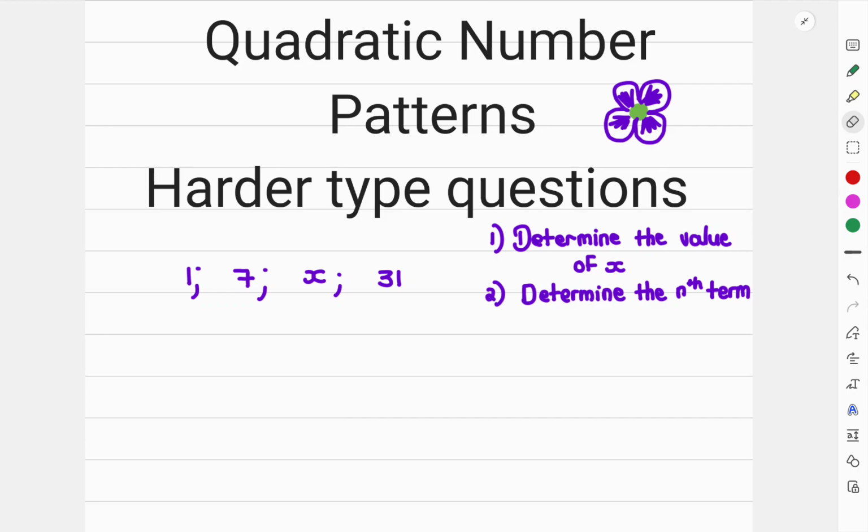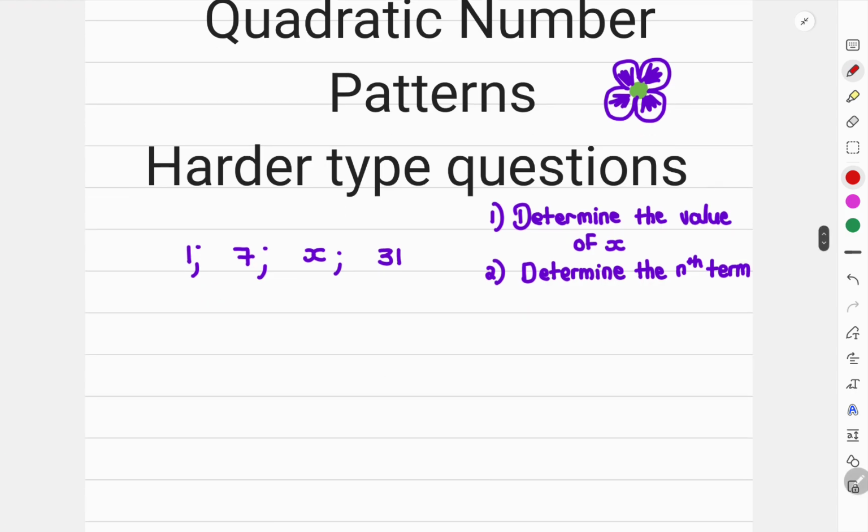So there will be a missing value, and the way we're going to go about it is first we're going to find what is the missing value, what is the value of x, and after that we can find the nth term, so the general term for this quadratic number pattern. First and foremost, they have to tell you that this is a quadratic number pattern. And what do we know about a quadratic number pattern is that it has a second constant difference. So the second differences will be equal to each other.